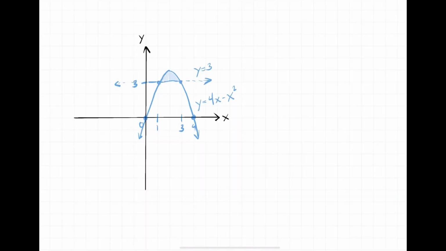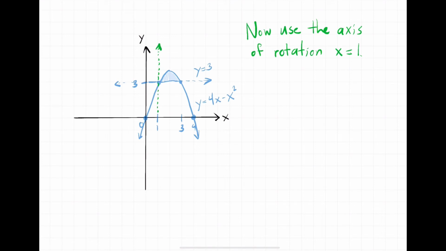Now let's look at what changes if we try and rotate our region about a different axis of rotation. Let's now use the axis of rotation x equals 1. So now, instead of the axis being the y-axis, we're going to use this vertical line x equals 1. This is our new axis of rotation.